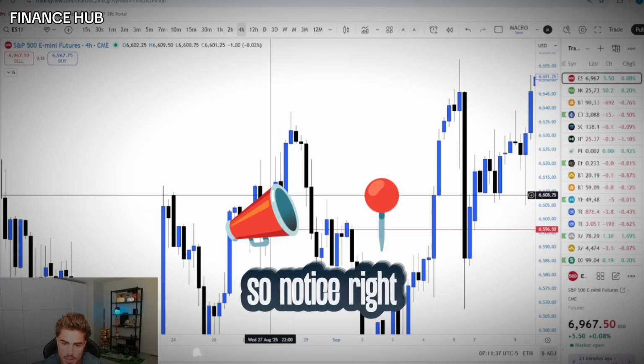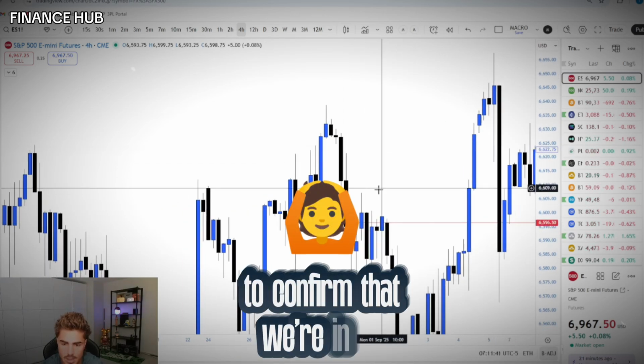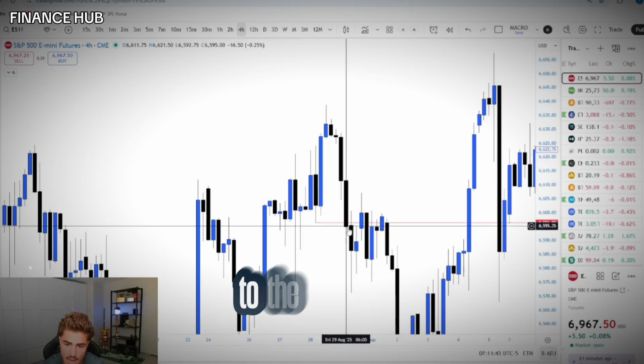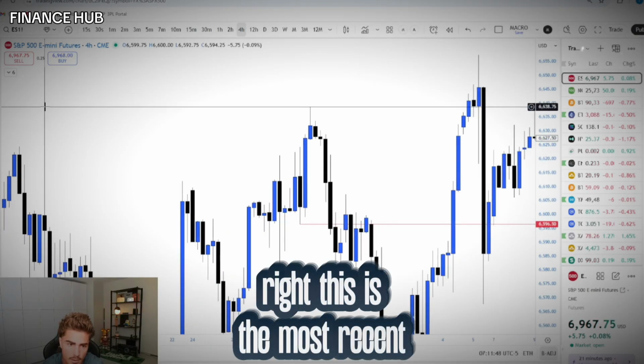So notice right here, we are in an uptrend, right? We closed above the most recent high to confirm that we're in an uptrend. So if we're looking for a break of structure to the downside, we are going to be monitoring this low, right? This is the most recent low.